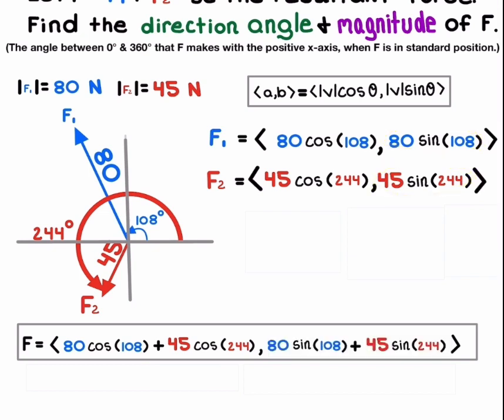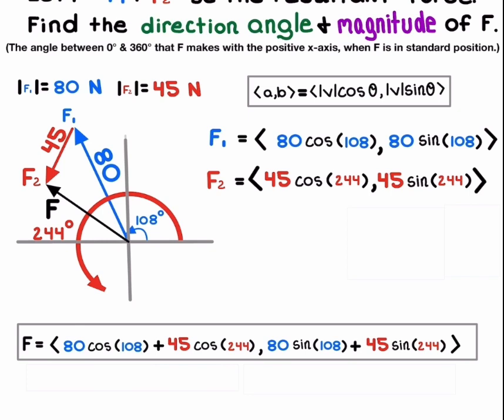Let's take a moment to draw a picture of what's happening. F is F sub 1 plus F sub 2. So we want to move F sub 2 to where F sub 1 left off, connecting where F sub 1 started to where F sub 2 finished. We have a picture of F, the resultant vector.